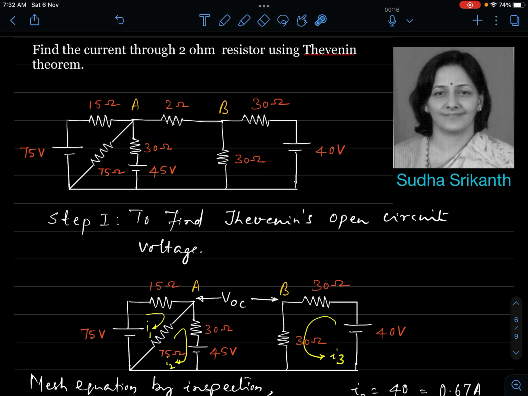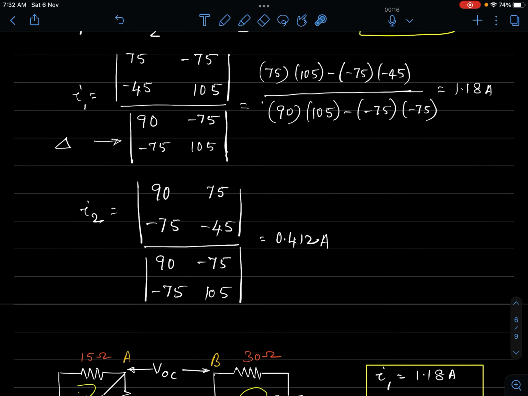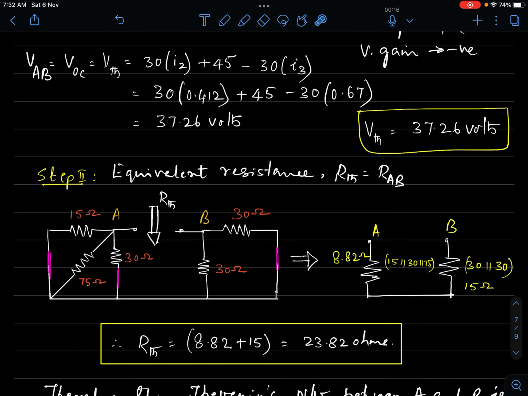Whenever you need to find the current through any particular branch of a network using Thevenin's theorem, you have to find the Thevenin equivalent network between the pair of terminals under consideration. So if I am supposed to calculate the current through this 2 ohm, I'll identify the terminals between which it is connected, that's A and B. Then I go step by step. First step is to find the open circuit voltage, keeping A and B open. Second step, you find the resistance between A and B, with A and B again kept open.